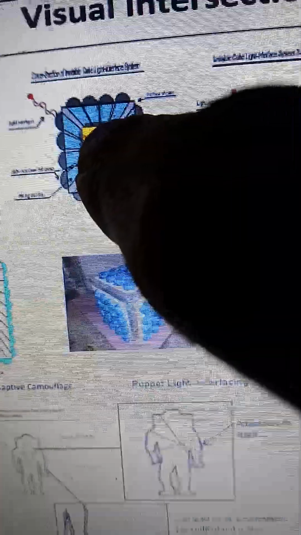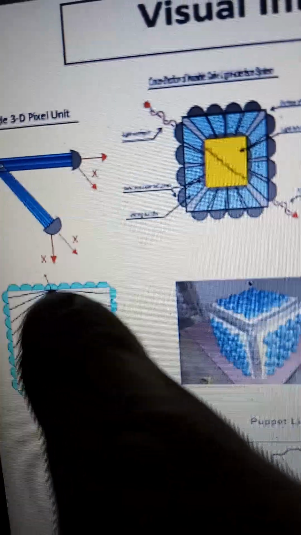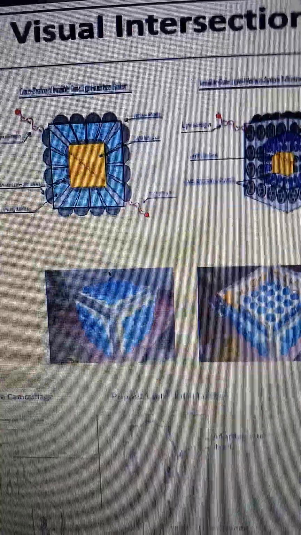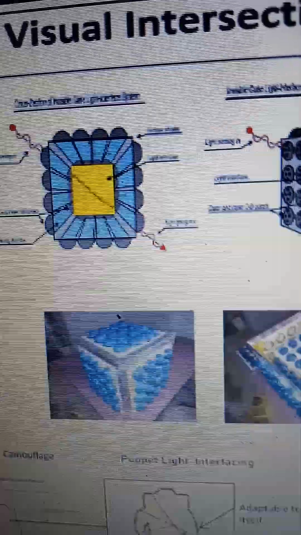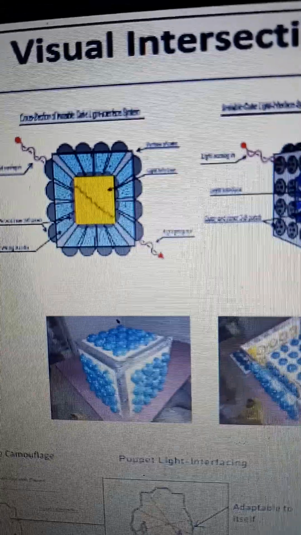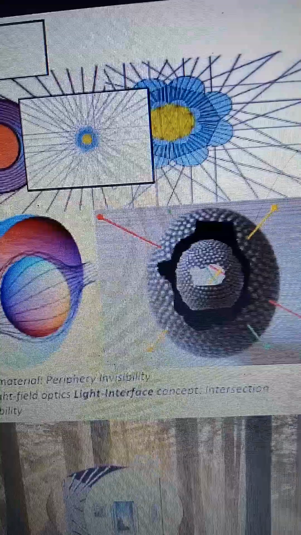In a one-to-many scenario, duplicated in the one-to-one correspondence, the one-to-one between the outer shell and the inner interface of the object. And all light interfaces take the same shape as the object itself. And as you can see through all these, all the light interfaces, which are just the inner nested shell of the object, take the same shape as the object you want to make invisible. And I'll get to these in a second.